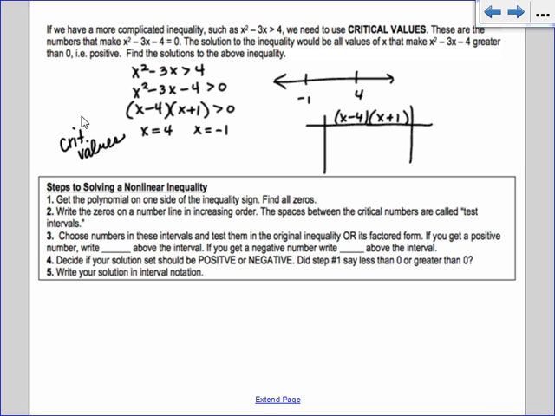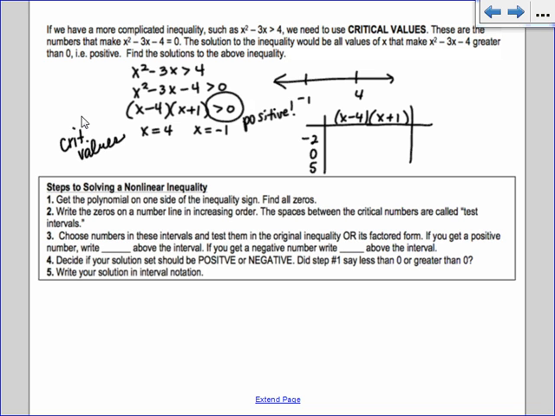So something to the left of -1 would be like -2, right? Something in between -1 and 4 would be like 0. And something on the right would be like 5. So we're going to use each test point: -2, 0, and 5. And really, you can plug them in and get numbers, but the easiest thing to do is just think about their sign. We want things that are greater than 0 in the end. We want numbers that are positive in the end.